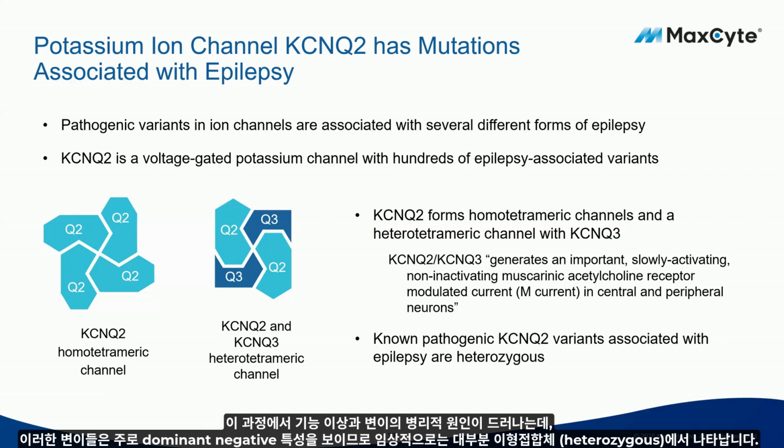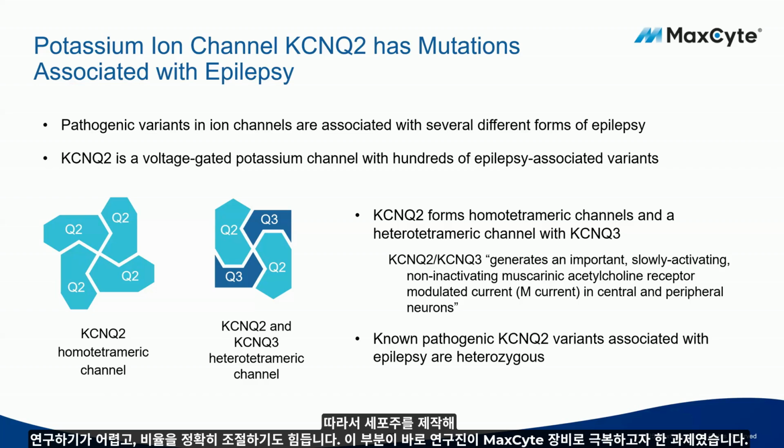And so there are many pathogenic variations, and they're mostly dominant negative. That means they only really show up clinically as heterozygous mutants. And so it's really difficult to study because if you try to make a cell line, you can't adjust the ratios too well. And so this was something that they wanted to overcome using MaxCyte electroporation.